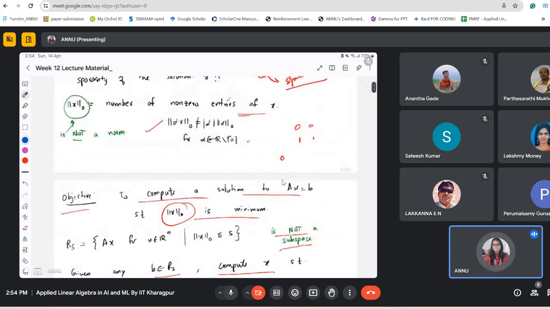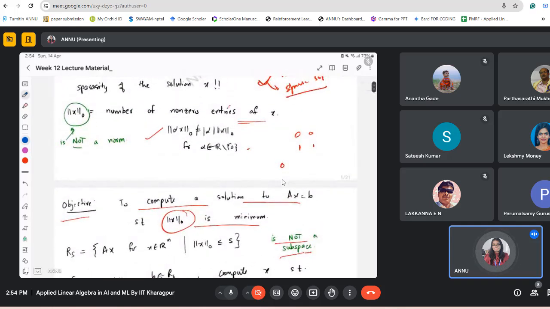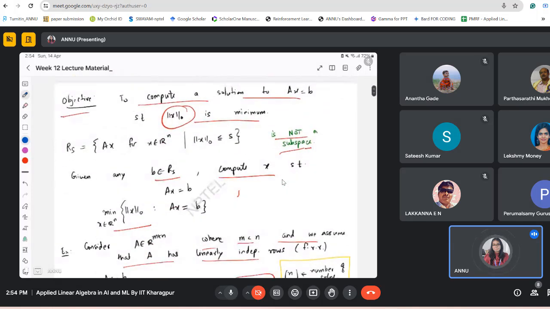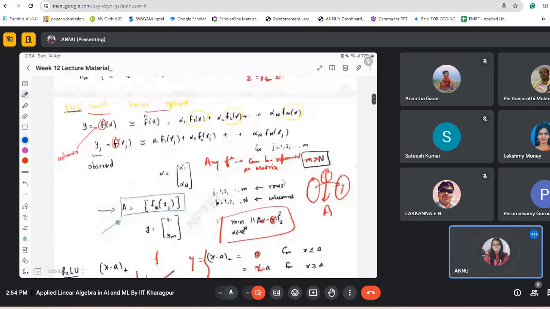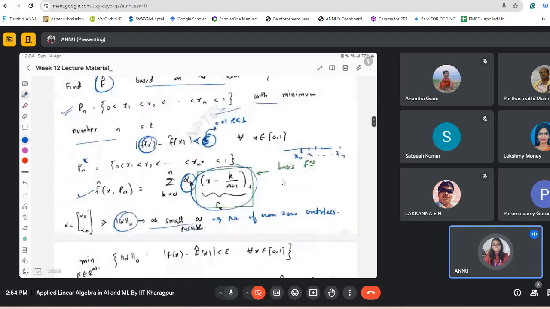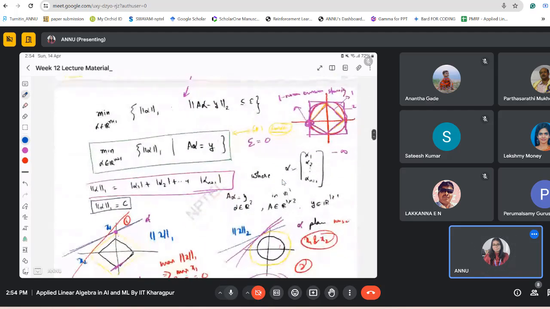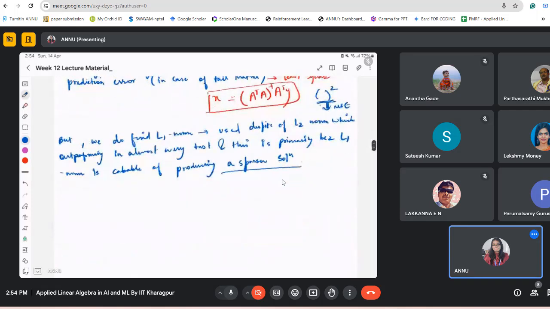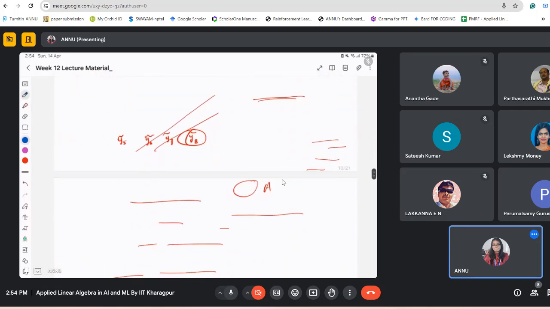Okay, so this is question number 1. If A belongs to R 4 cross 4 such that A is given by this expression, where sigma i is the singular value and v i are the orthogonal column vectors in the SVD of A, find the nearest matrix to A in the Frobenius norm with rank 2. How will you do that?